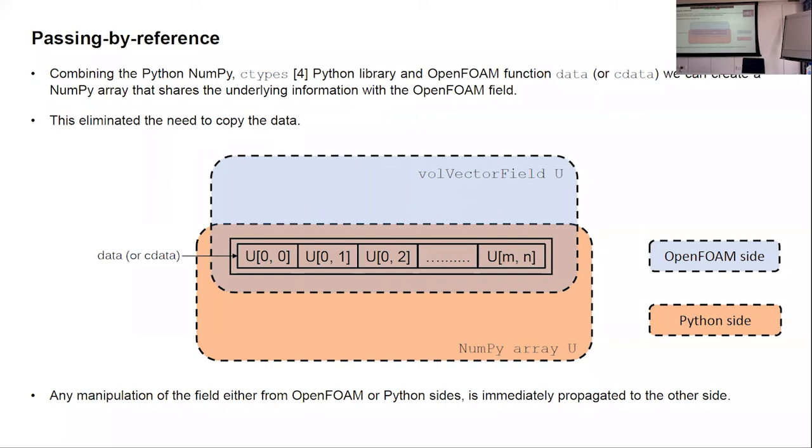as I am showing here. This has the particular advantage that once they are linked, if you make a modification on one side, it is immediately propagated to the other side, so there is no overhead. So with these two approaches, we gave it a try.